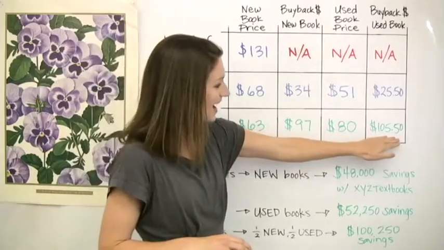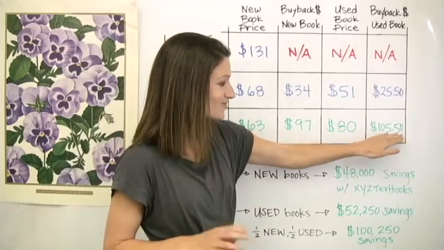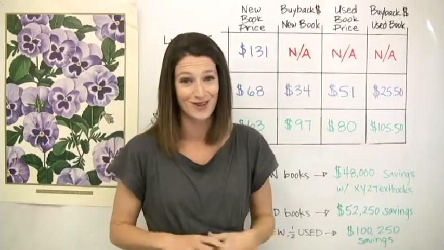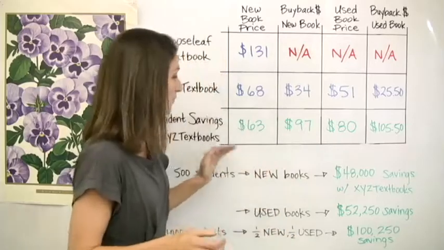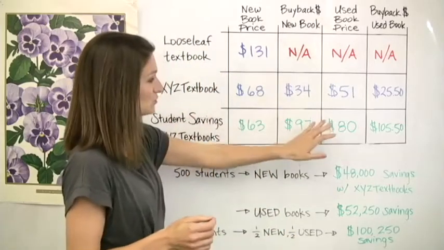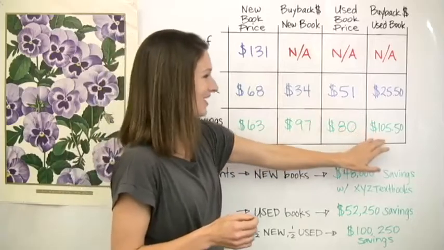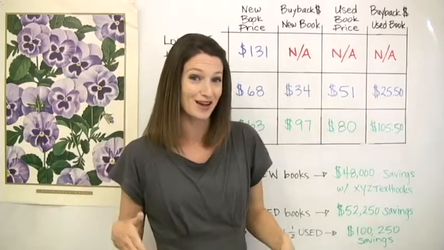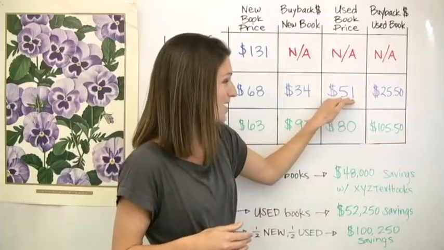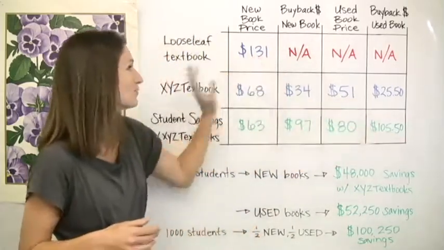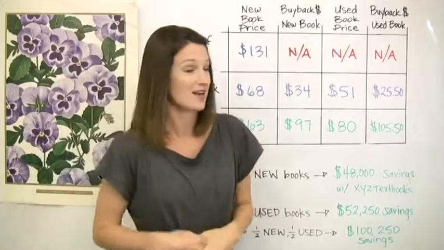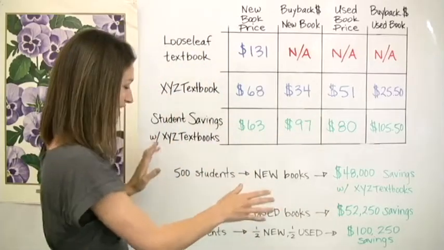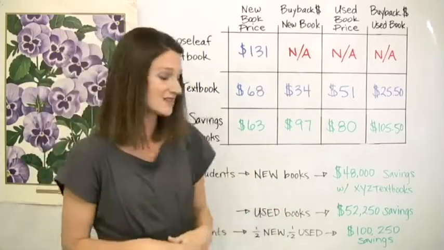And then furthermore, the last column here for that buyback amount, the student's going to save $105.50 if they were to have purchased a used XYZ textbook, and that's comparing the original $25.50 that's in their pocket from that refund buyback amount, and then compared to the original Looseleaf textbook. So these numbers are very impressive as is. Let's look at a little cost analysis that we did.